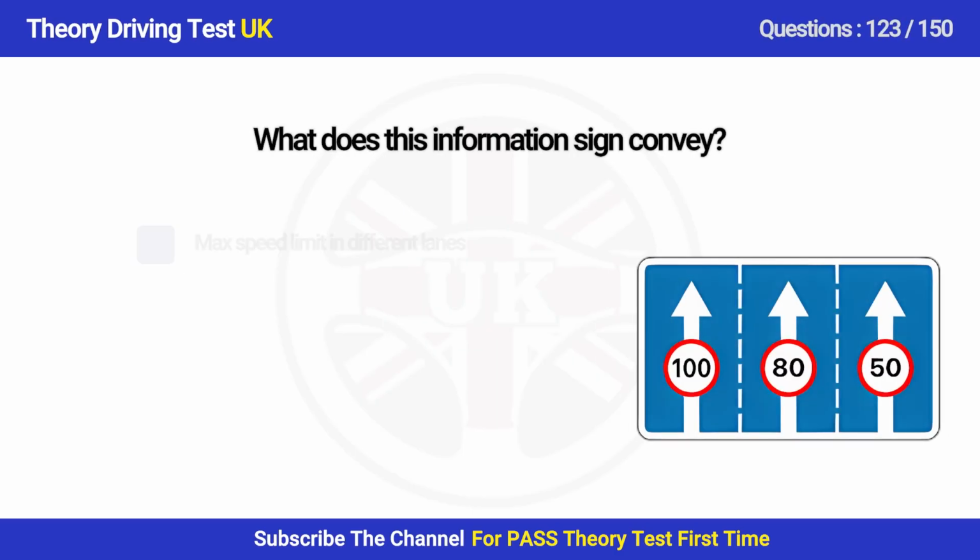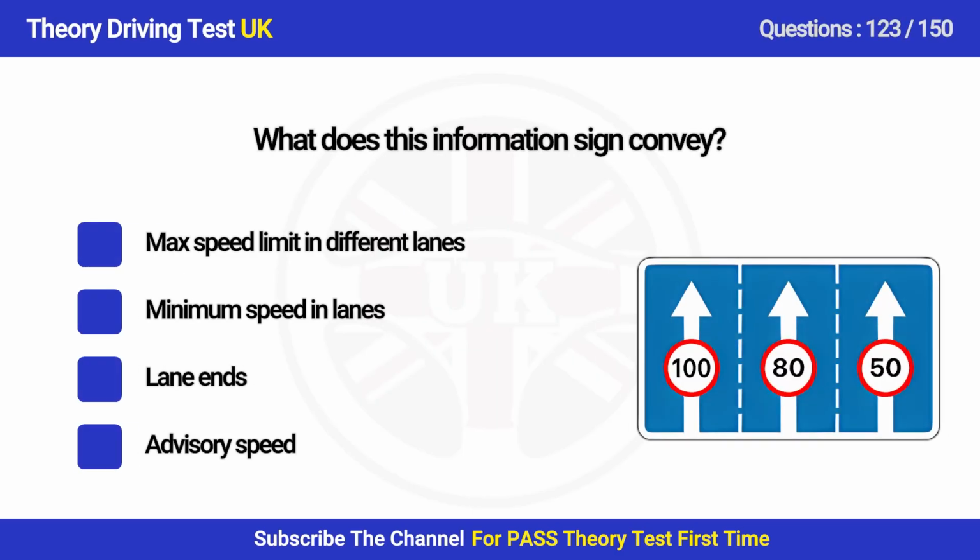Question 123. What does this information sign convey? A. Max speed limit in different lanes. B. Minimum speed in lanes. C. Lane ends. D. Advisory speed.